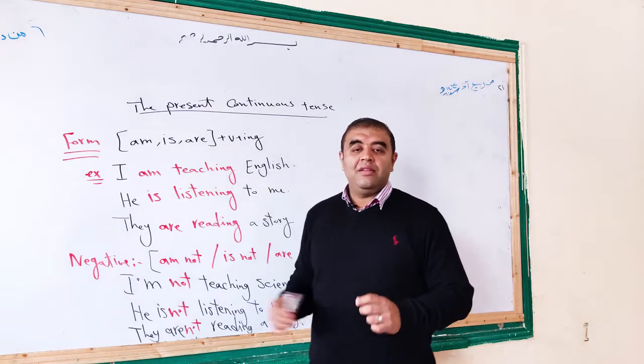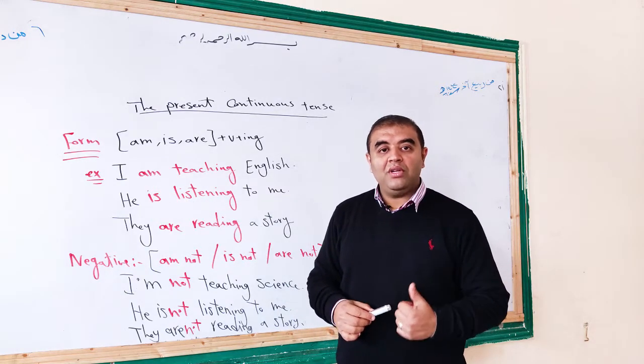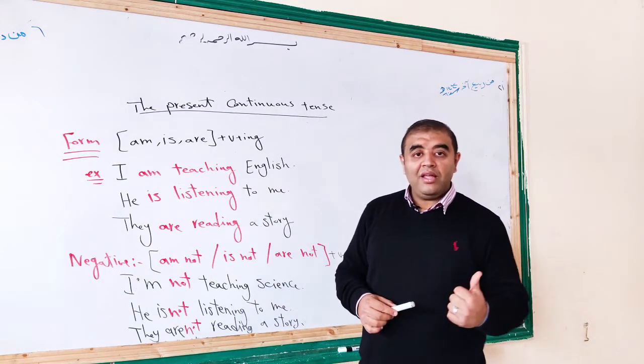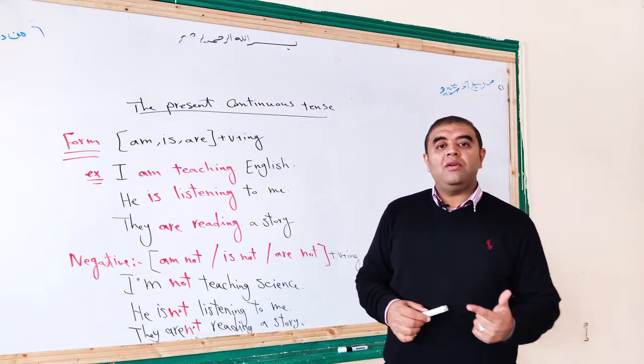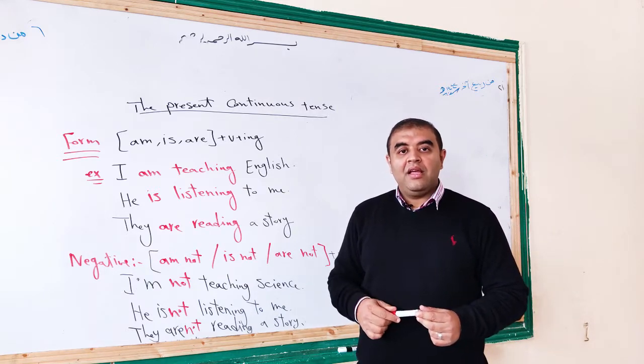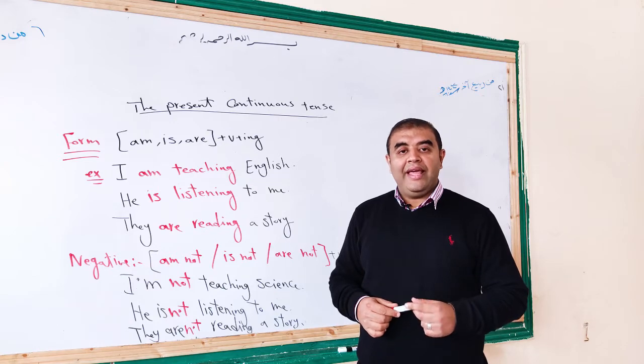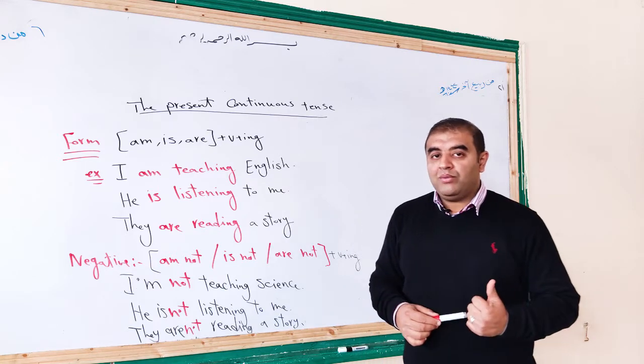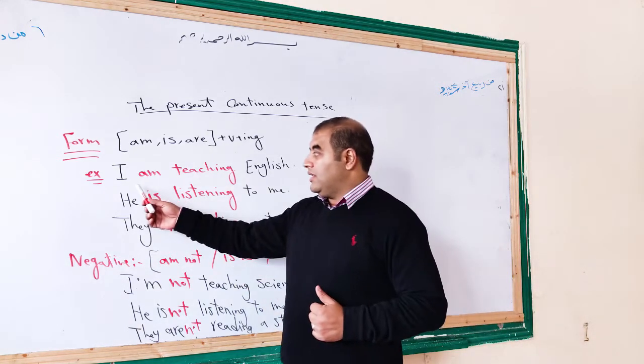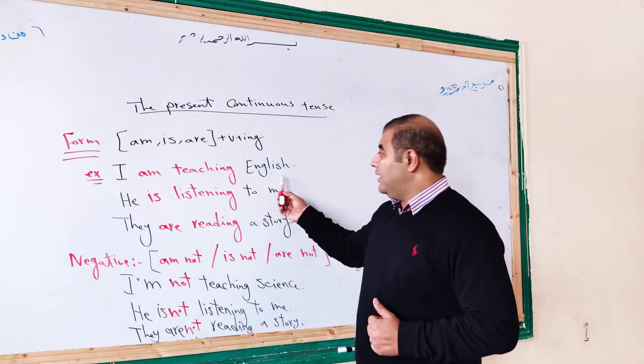Here we use verb to be am because we have the pronoun I at the beginning. So with I we use am. He or she or it we use is. And with they, you, and we use verb to be are. The sentence again, I am teaching English.